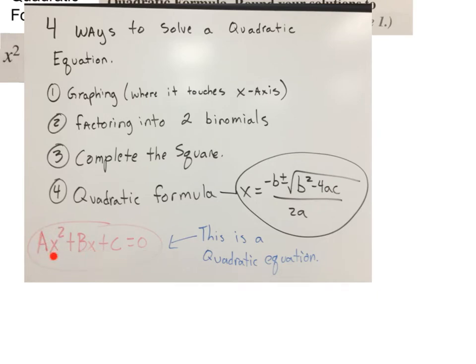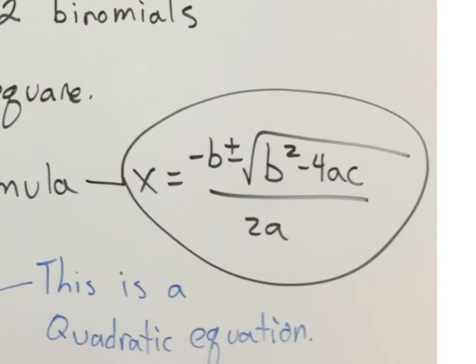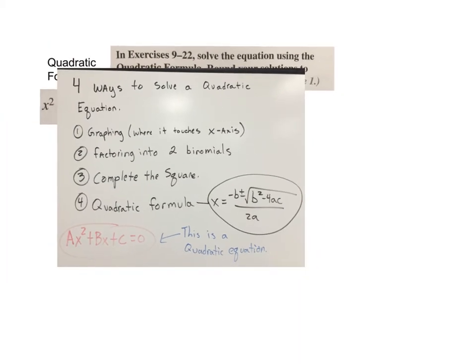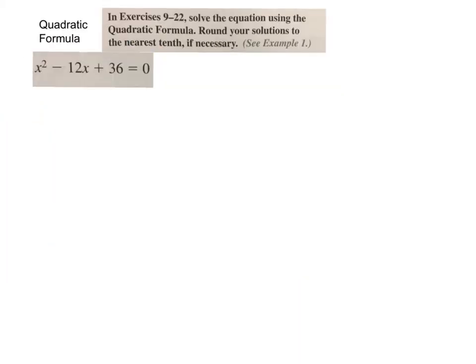So a is the number next to x squared, b is the number next to x, and c is the number here without a variable next to it. Now, let's also talk about why we're going to get 2 answers. You see this plus or minus? At some point, we're going to write the equation negative b plus all this divided by 2a, and then a second one, negative b minus all this divided by 2a. That's where we get our 2 answers. And so let's work this problem.